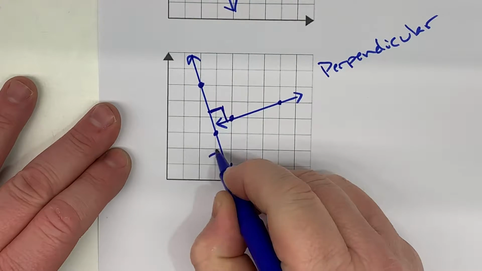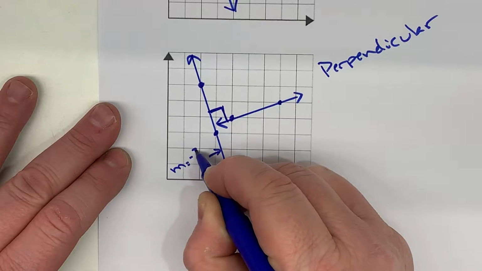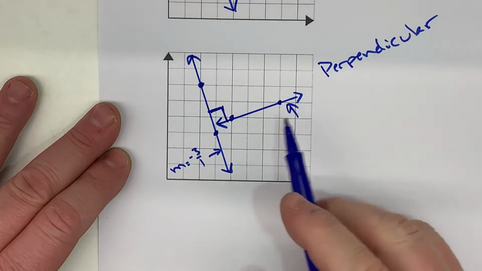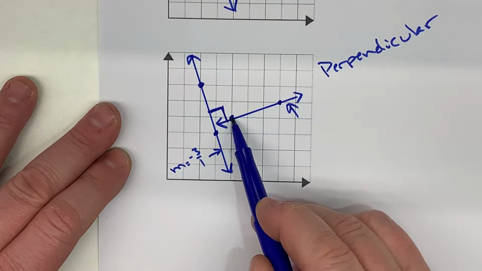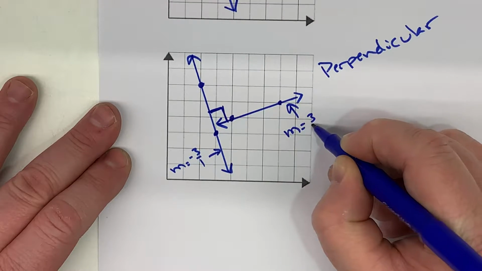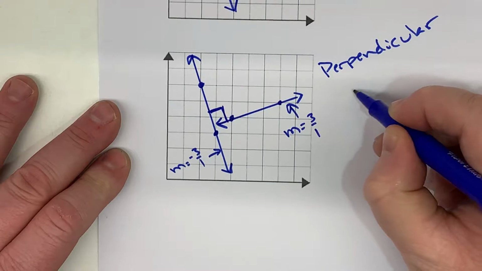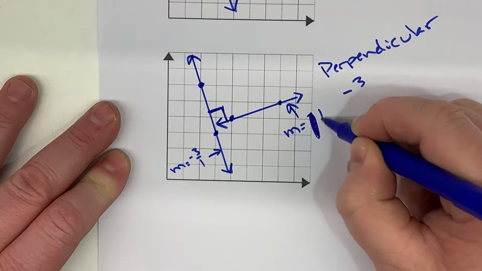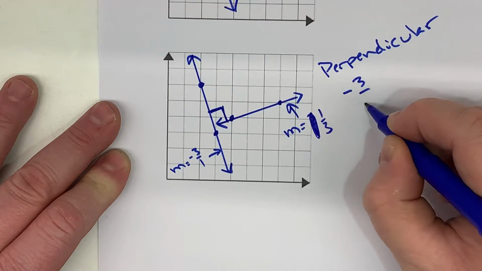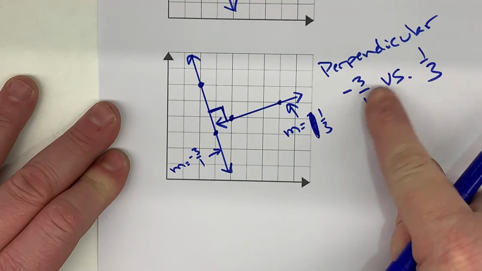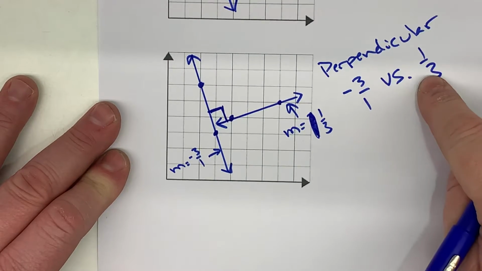Now the slope of this first one, I have m equals a negative 3 over 1. Well, what's the slope of its perpendicular counterpart? It's gonna be up 1 and over 1, 2, 3, and it's now positive. So now m equals 1 over 3. Well, let's compare these. I have a negative 3 over 1 for the first line versus my 1 over 3. Now, how did these change? Well, the sign changed and it flipped over.